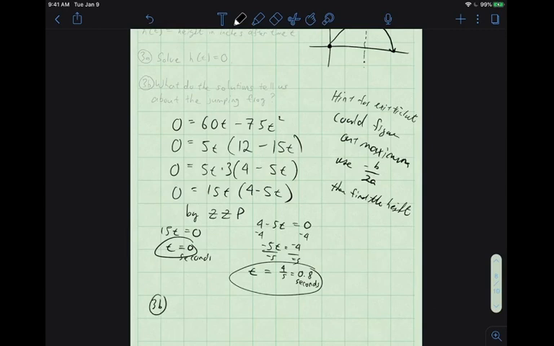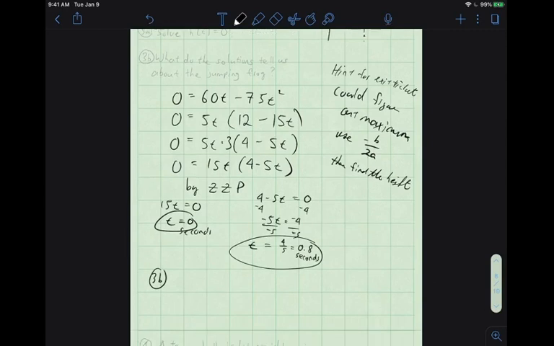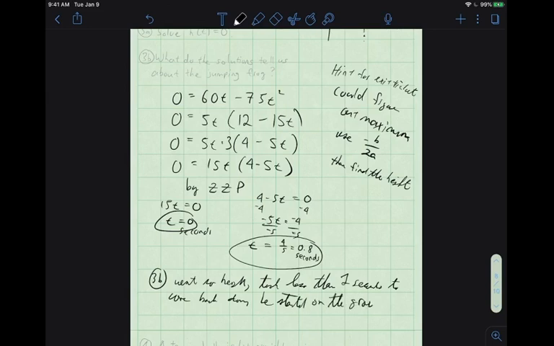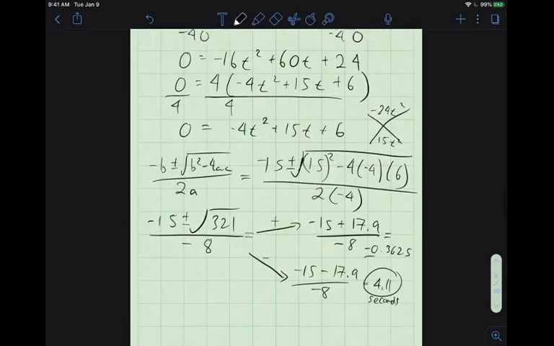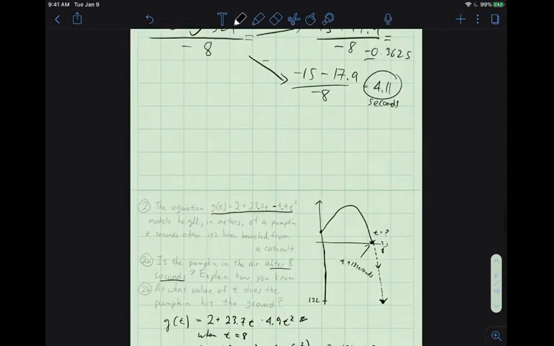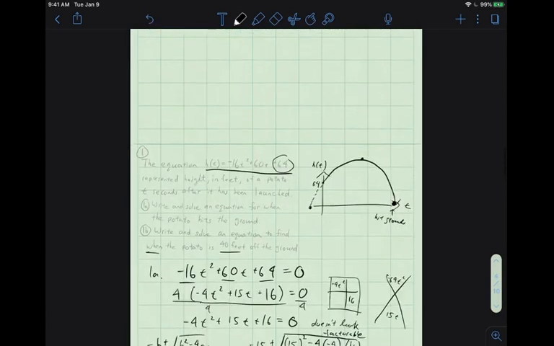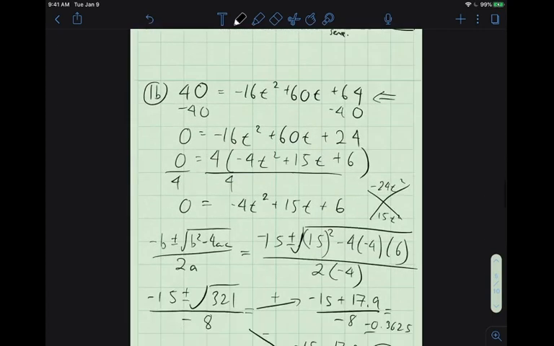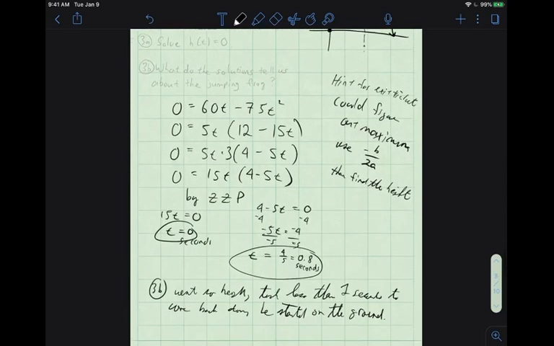3b. What do the solutions tell us about the jumping frog? Went some height, took less than 1 second to come back down. He started at the ground. So unlike the pumpkin and the potato from earlier, they didn't start on the ground. Because they're in a catapult, they were a little bit up in the air. Right? This frog started at the ground, ended at the ground.